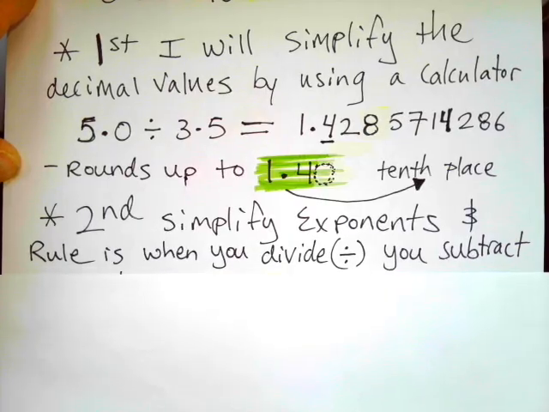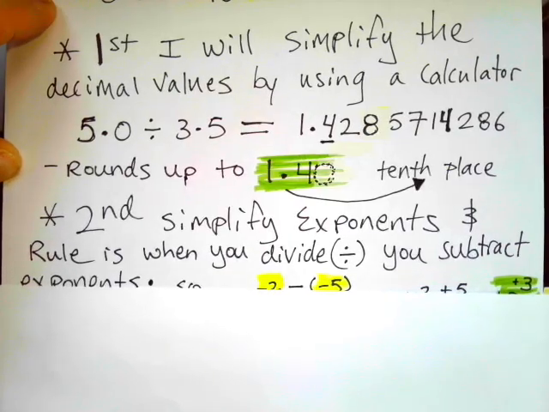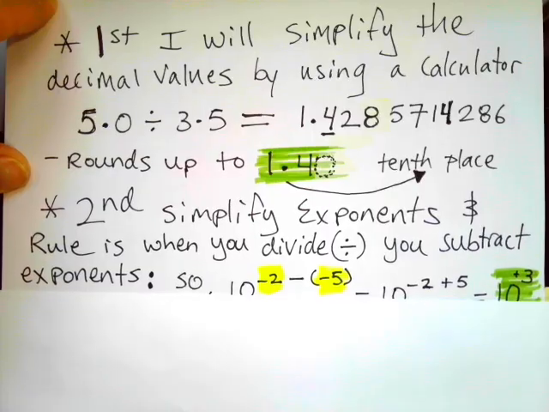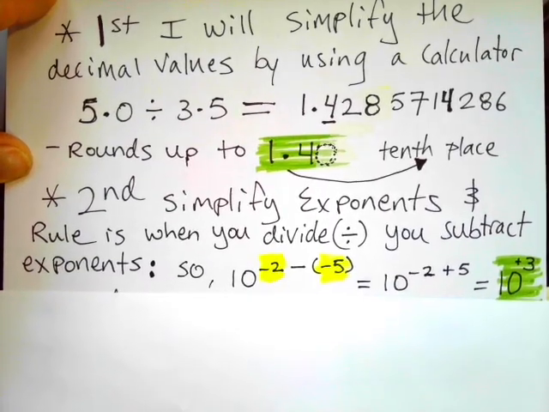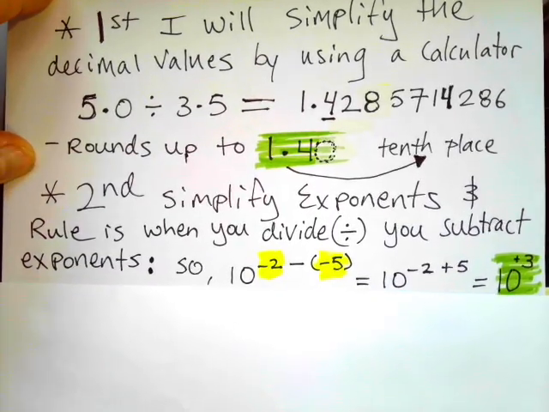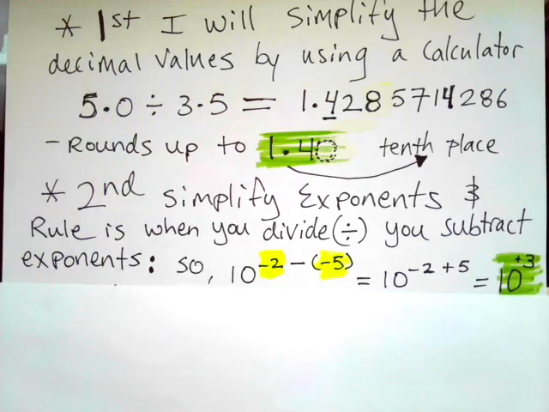Okay, second, let's simplify the exponents. And the rule is when you divide, as I mentioned earlier, and the base is the same, you subtract the exponents. So I wanted to show you this here. I kind of talked about it, but it's better, of course, to see it. Negative 2 minus negative 5. Remember, the base is 10. The base stays the same.